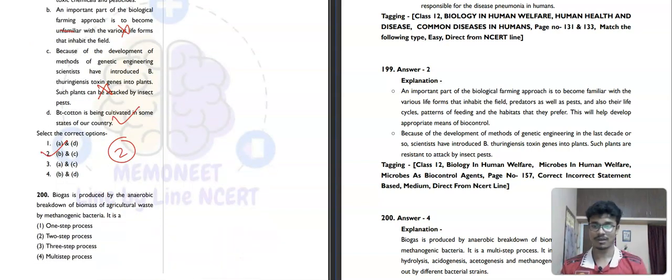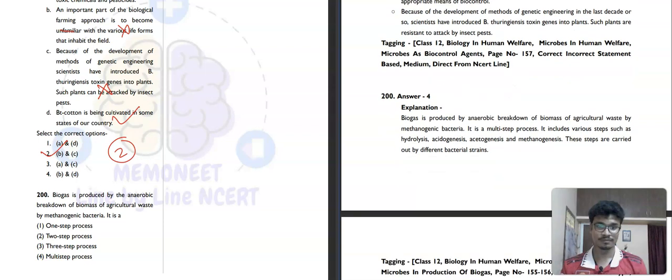Then question number 200, the last question. Biogas is produced by the anaerobic breakdown of biomass of agriculture waste by methanogenic bacteria. Is it a one-step process, two-step process, three-step process, or multi-step process? It is a multi-step process. The fourth option is our correct answer. You can see that the biomass is broken down by anaerobic bacteria, anaerobic breakdown, agriculture waste, multi-step process. Okay. So this process includes hydrolysis, acetogenesis, methanogenesis. Okay. These are carried out in different treatments like primary treatment, secondary treatment, that is different.